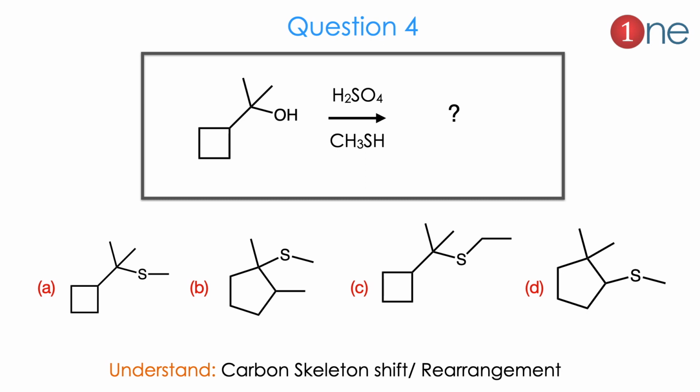Here you can clearly see the possibility of carbon skeleton shift and rearrangement. Here you have to guess the product. Is the ring expanded or not? Are the methyl groups moved or not?